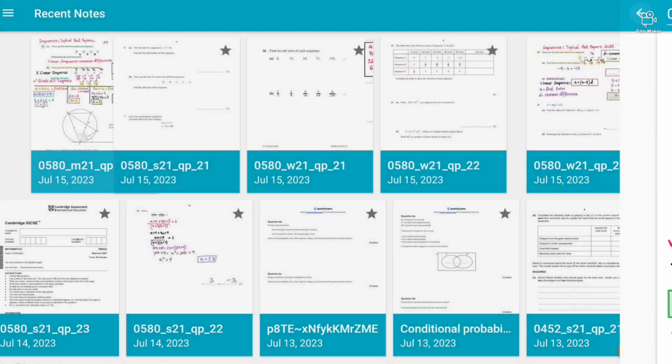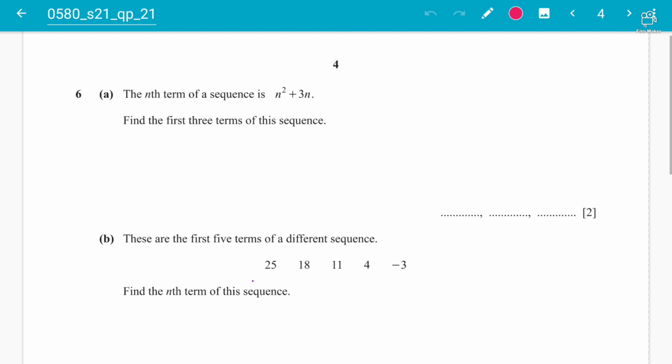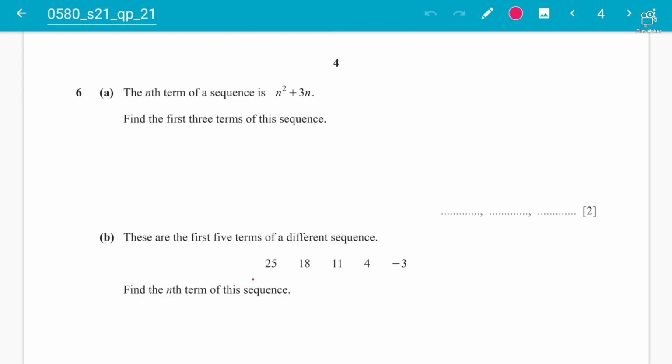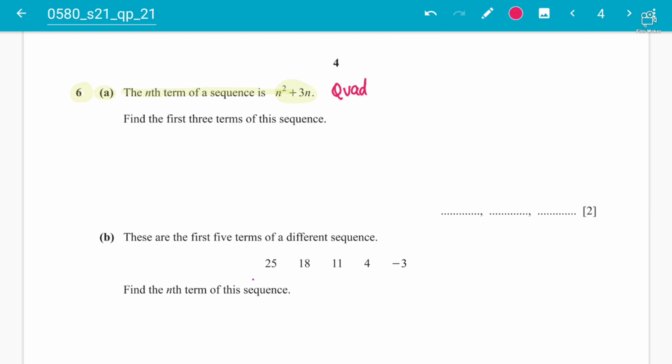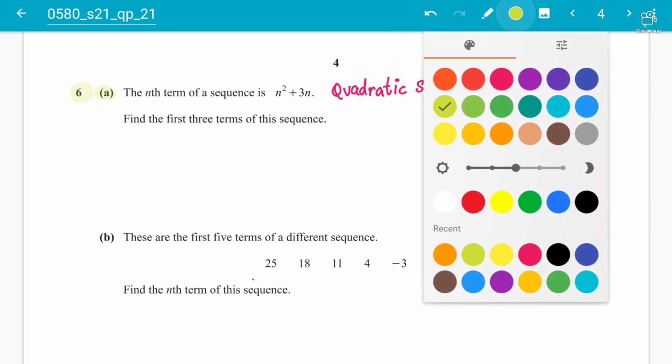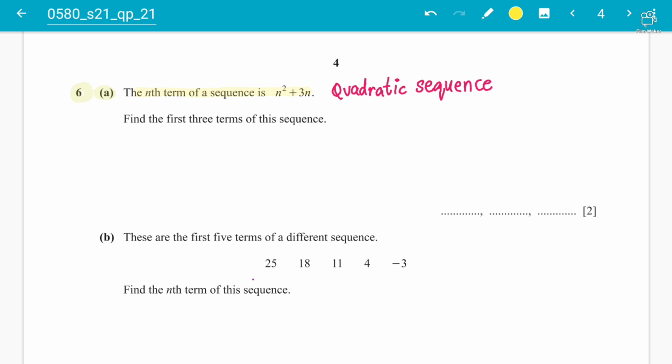Okay, let's discuss another question. We have question number 6 from the 2021 past papers, May June this time, paper 2 and variant 1. So in this, the first question is again simple. Question number 6 part A: the nth term of a sequence is n square plus 3n. Once you read this, understand this is a quadratic sequence, okay, because of the power of square. So this is a quadratic sequence. In this lecture, it is all about linear and quadratic sequences. Okay, so the nth term of the sequence is n square plus 3n, and you have to find the first 3 terms of this sequence.